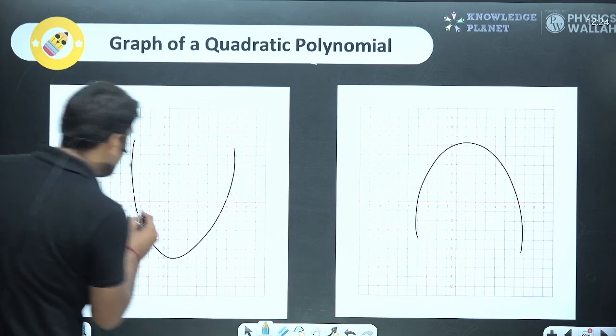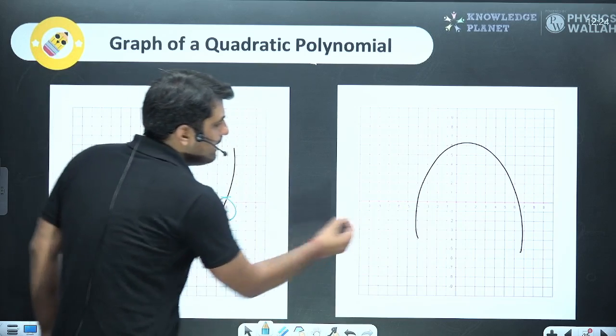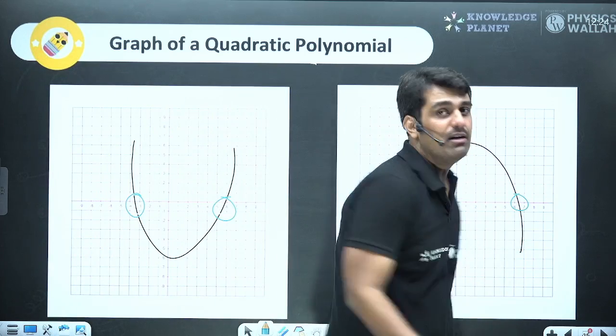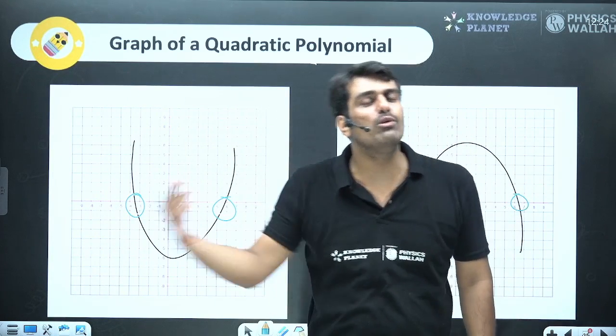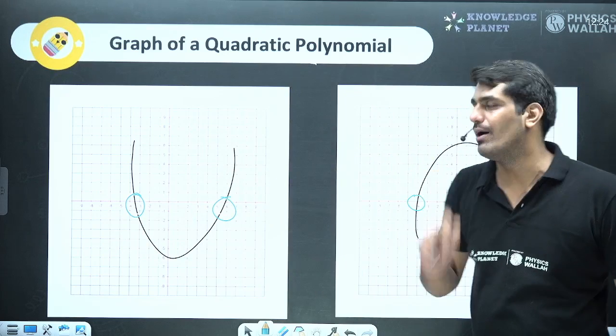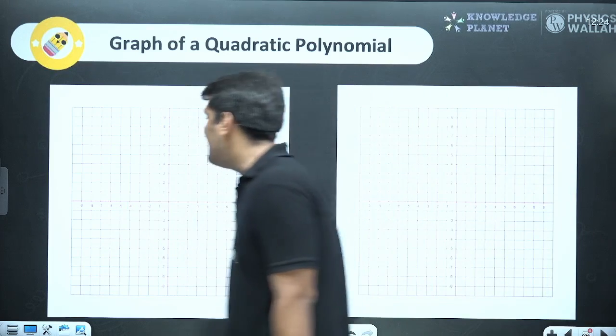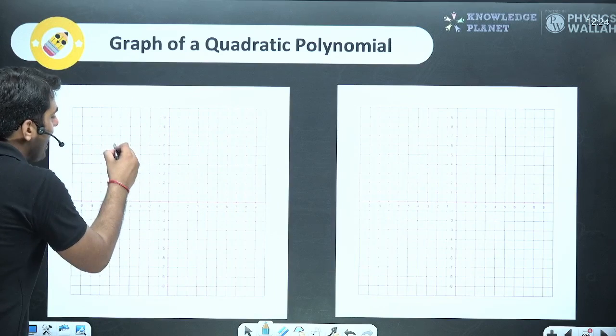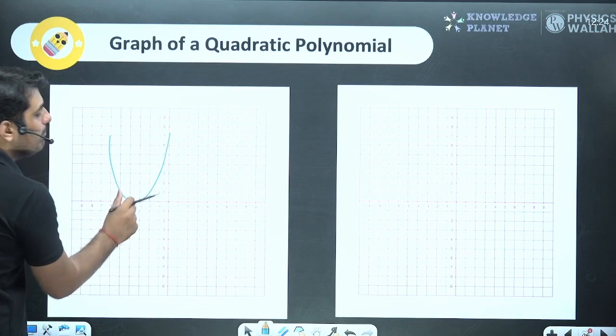These are the 2 points where we are having the intersection. In both the cases, either it is upward or downward, we are having intersection at 2 points. In the second case, what will we be having? We will be having only one part where it will be touching.